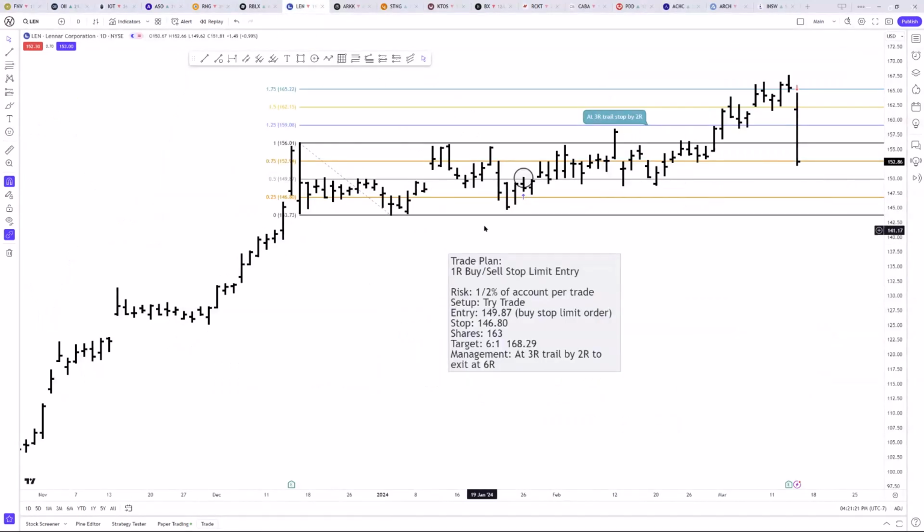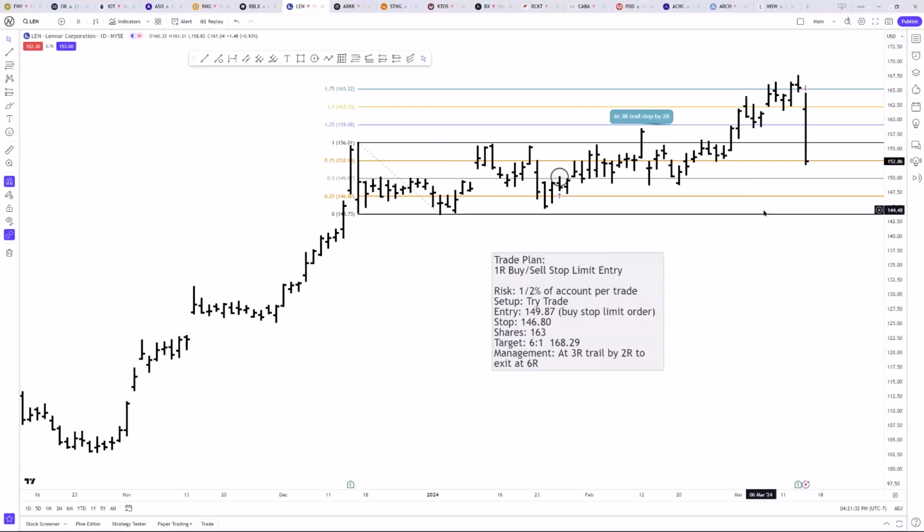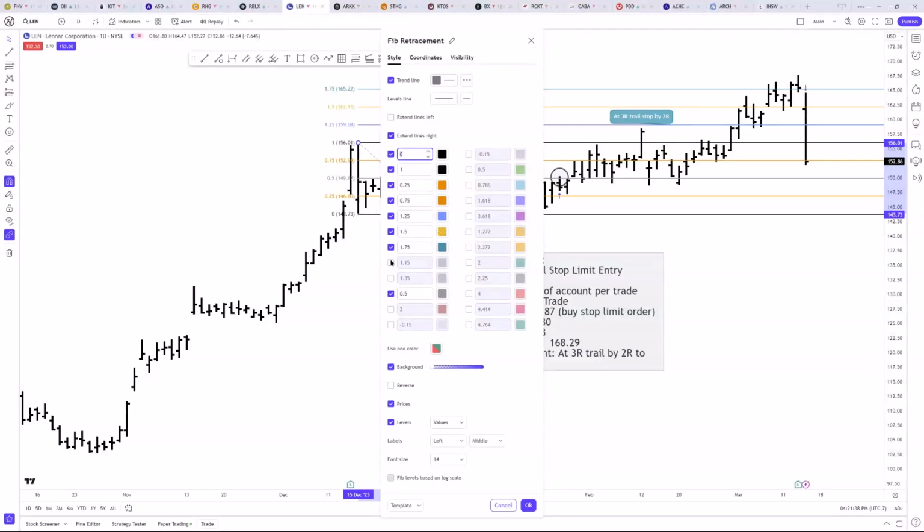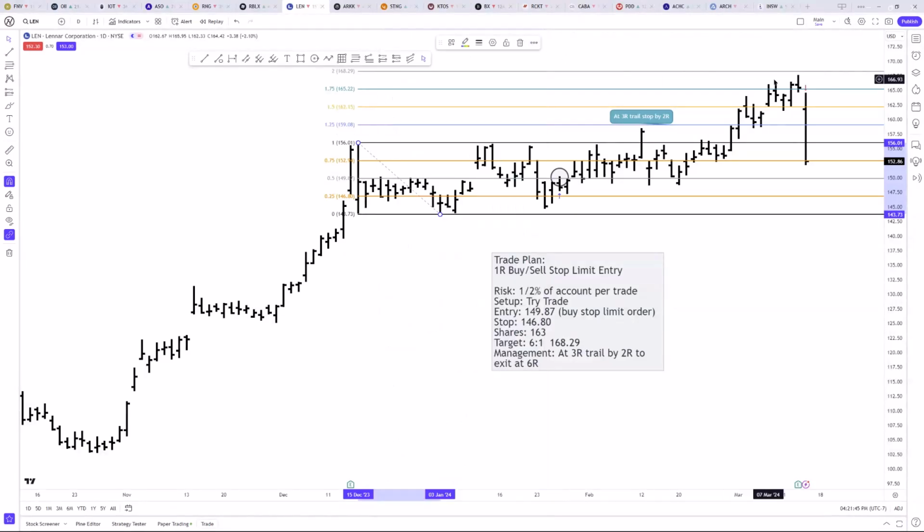Len, we entered over here, right? I didn't dance around, just followed the plan, and started to manage it and got really close to getting my 6R, which would have been here. So this was our target. Got really close, but we trailed stops by 3. And so today, this one knocked me out.